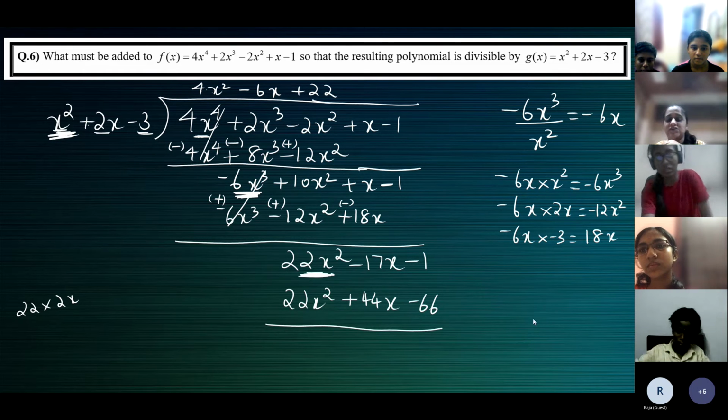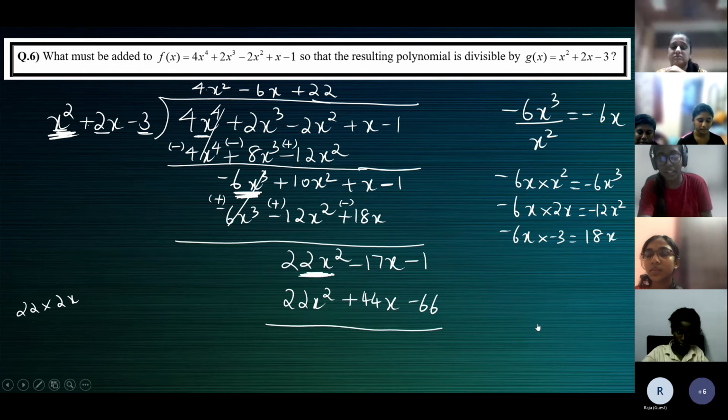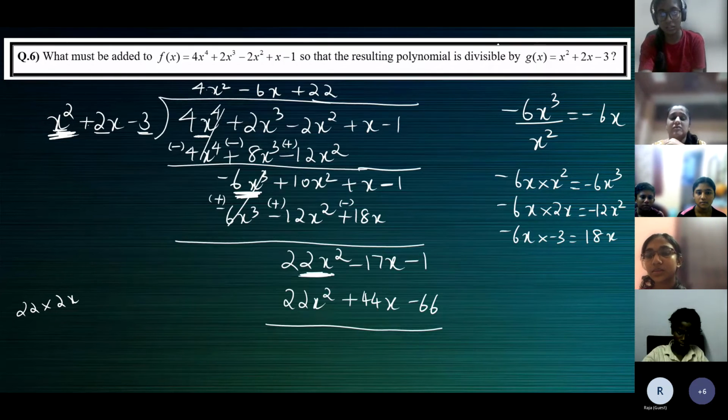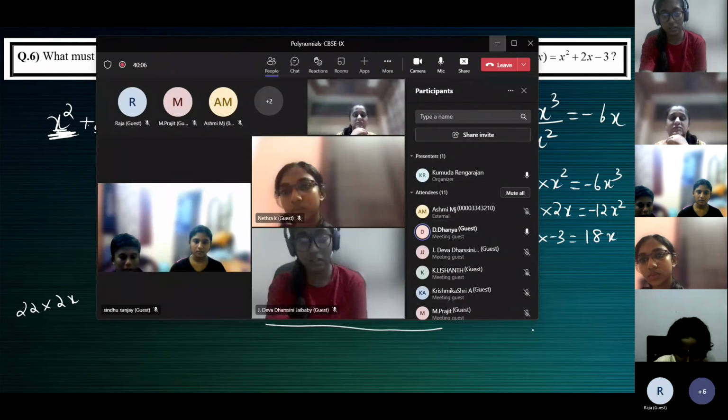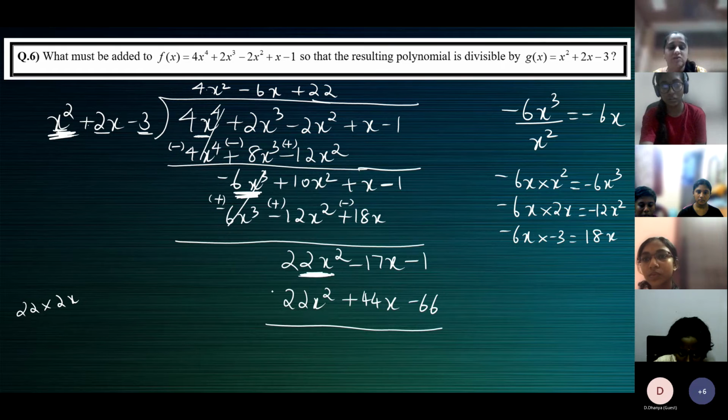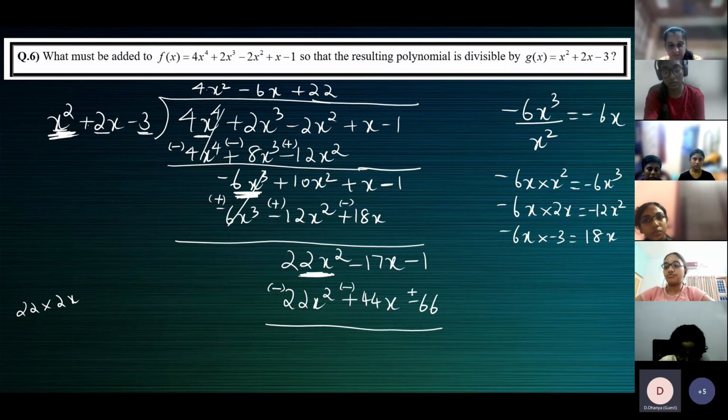Next, Devadarshini, next. Ma'am, I cannot understand this step. Who can continue? Ma'am, shall I? We should change the signs, ma'am. Yes, Danya. Change the sign. So plus 22x square becomes minus 22x square, plus 44x becomes minus 44x and minus 66 becomes plus 66.